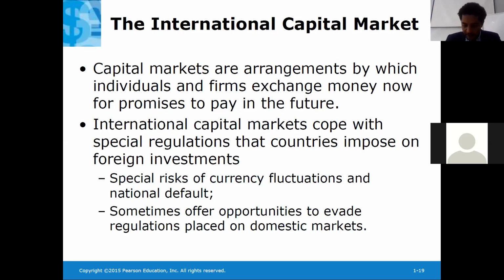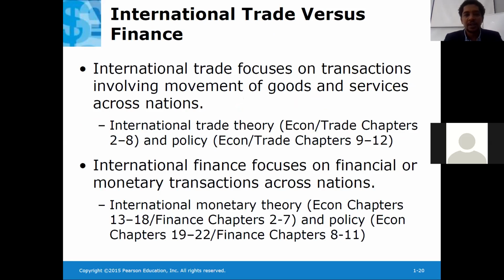Okay, and the last thing in this chapter, the third objective, is to talk about trade and monetary transactions, or what is the difference between international trade and international finance. Just put in one sentence each. International trade, as we have said, focuses on transactions involving movement of goods and services across nations. It's across nations because it's international, right? And international finance focuses on financial or monetary transactions across nations.